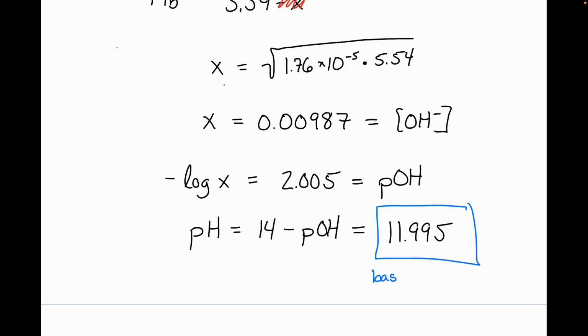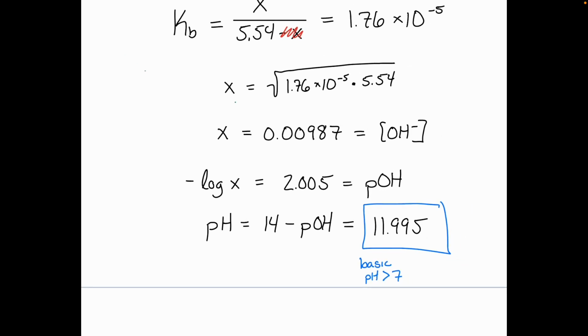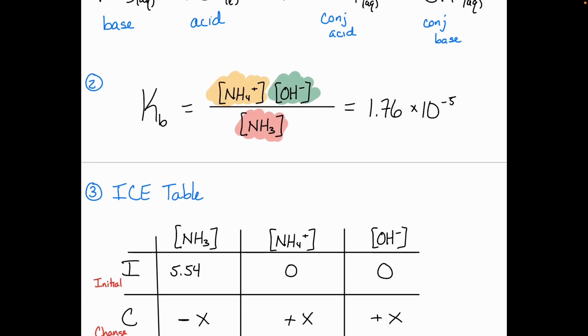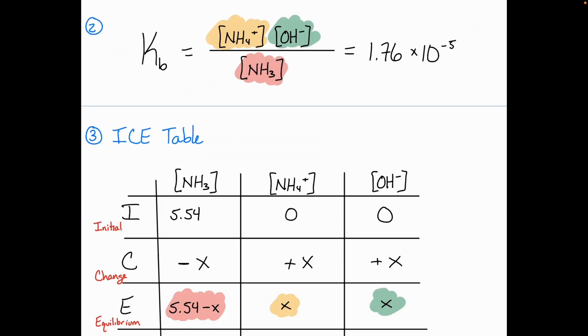And again, this solution is basic, which checks out because we added a base. And what it means to be basic is that the pH is greater than 7. Okay. Cool. So we got the pH of our solution.